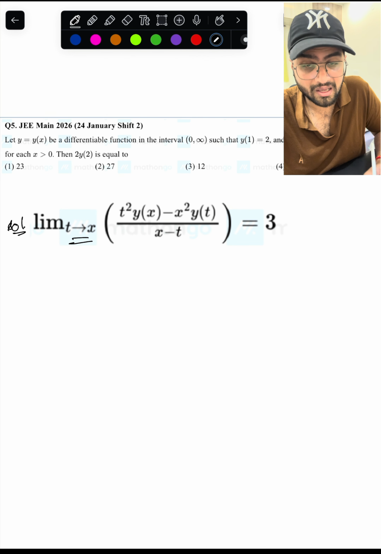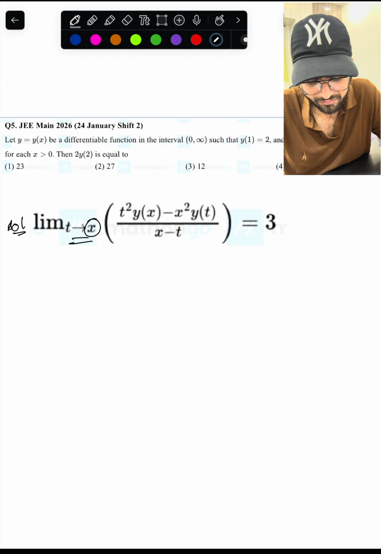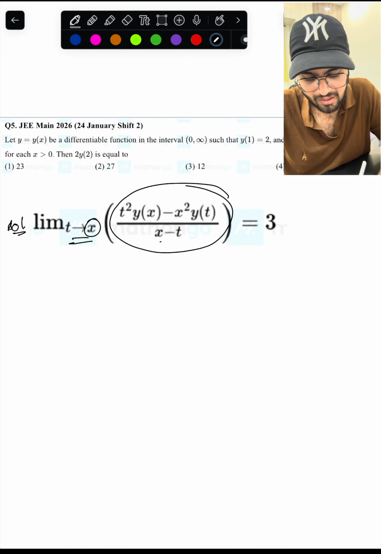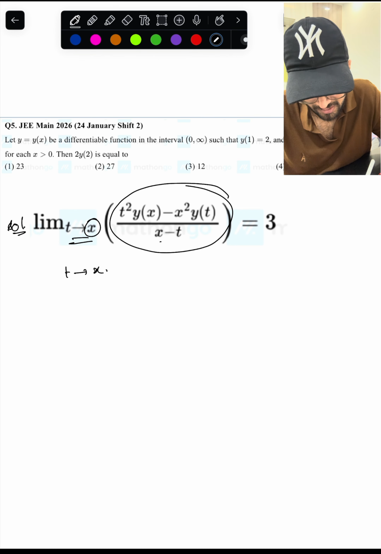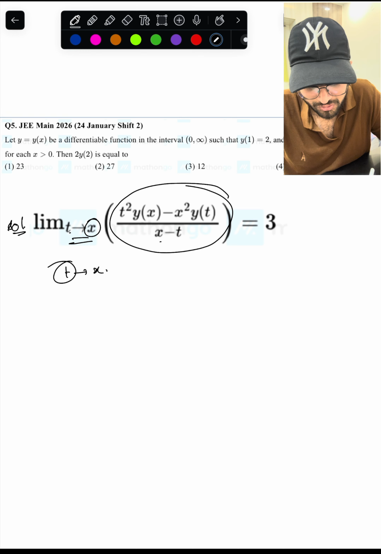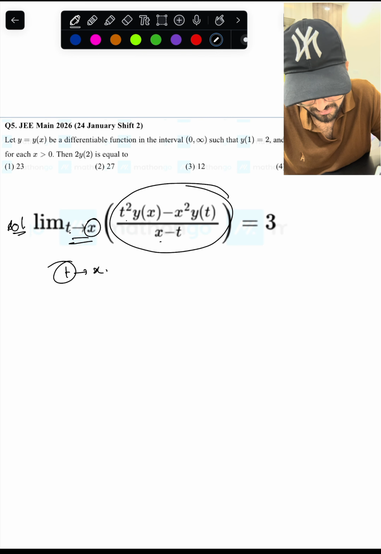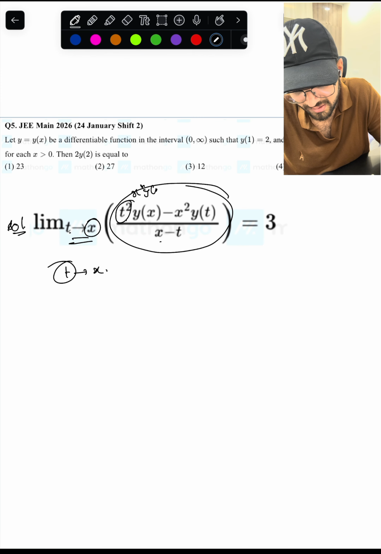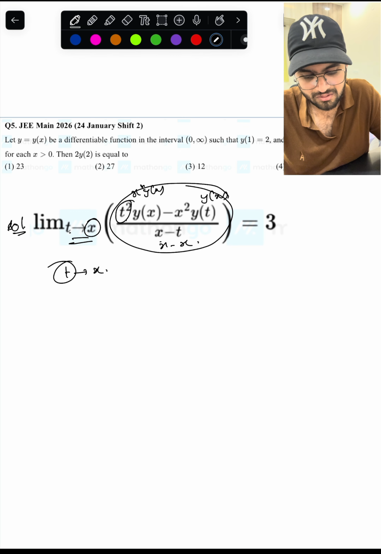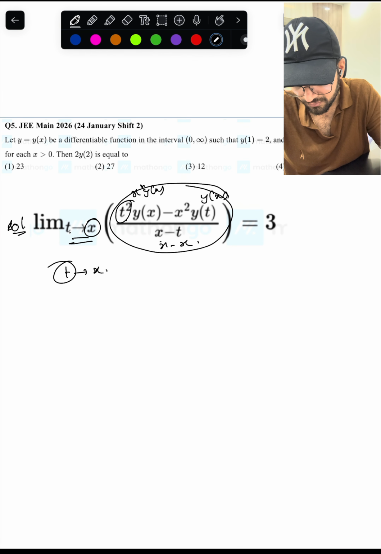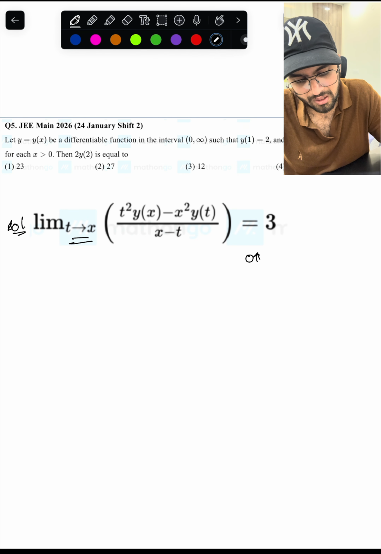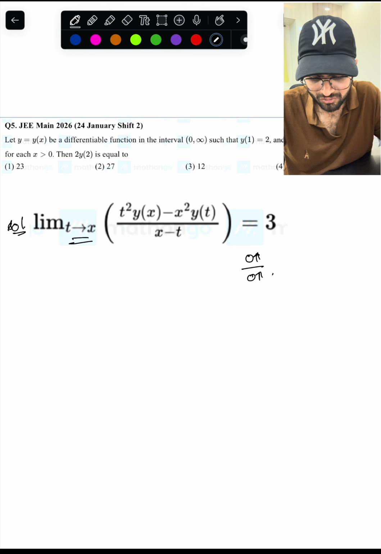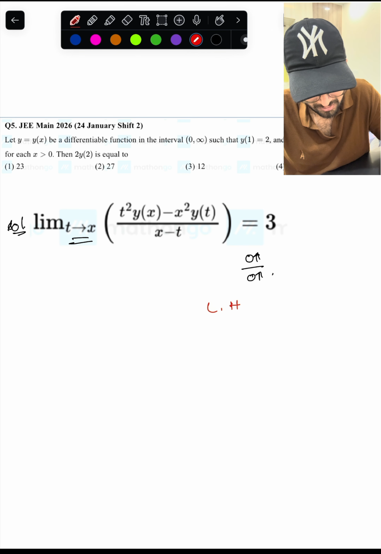As t approaches x, x is a constant with respect to the limit here, because t is approaching x, meaning t is changing. t is the variable here, right? Now as t is approaching x, if you substitute x in terms of t, you get x square y of x minus x square y of x, that means 0, and x minus x you will be getting 0. So this is of the form 0 by 0. So this limit is of the form 0 by 0, where we can use L'Hospital rule.